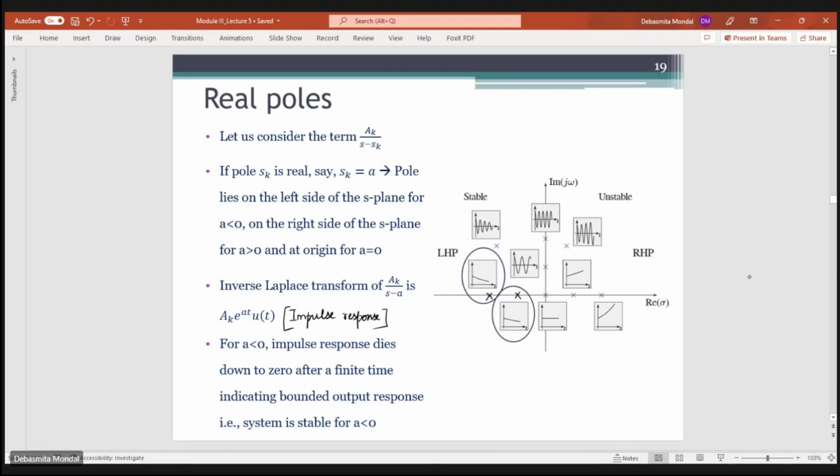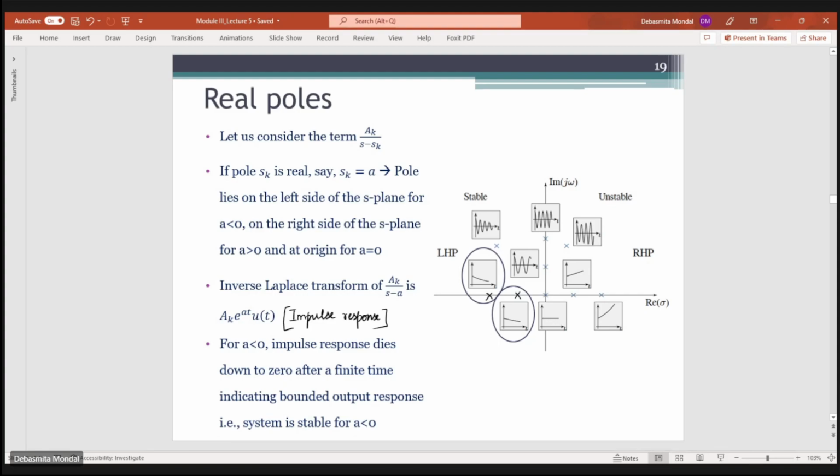will be much faster, and it will die down and reach 0 at an earlier stage. So that means the slope of decrease of this impulse response is higher if the pole is lying away from the origin.